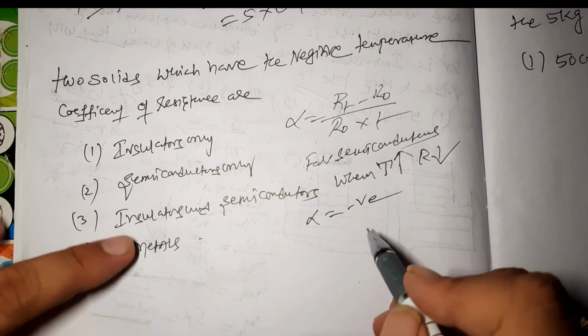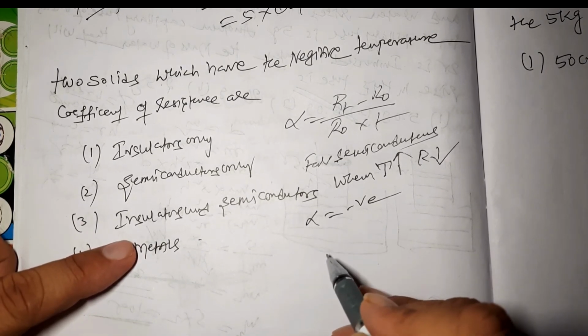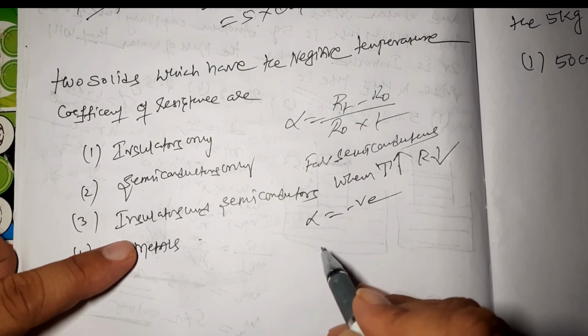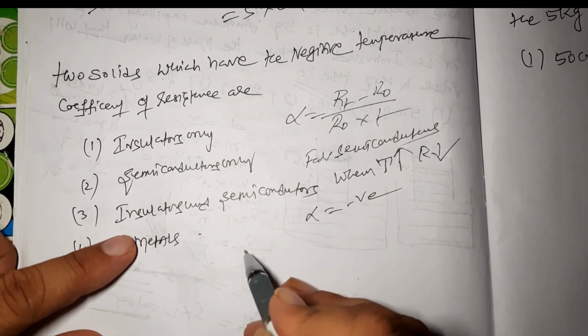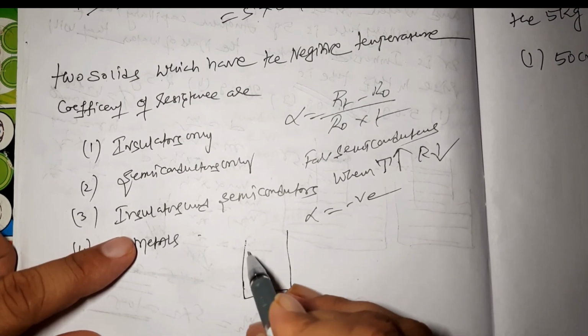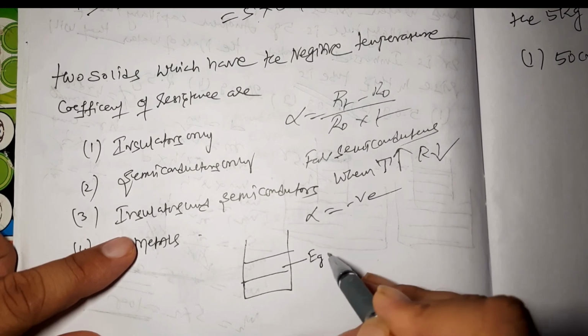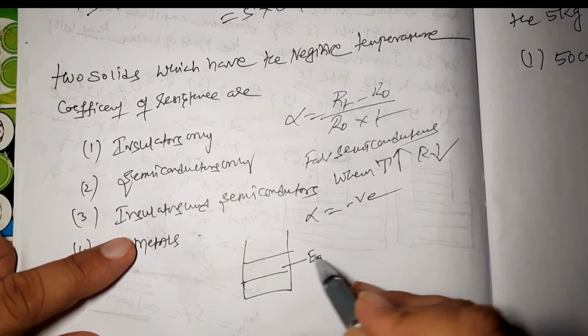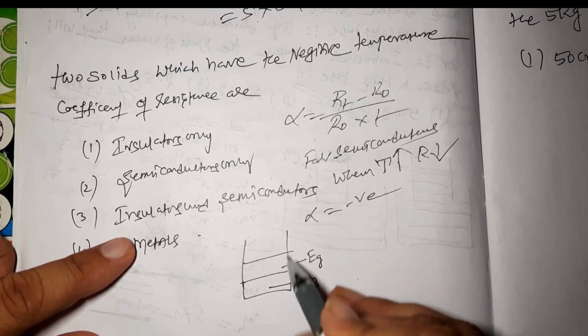But at extremely high temperature, insulators also conduct some current. That means in an insulator the energy gap is more. This is the valence band, this is the conduction band.